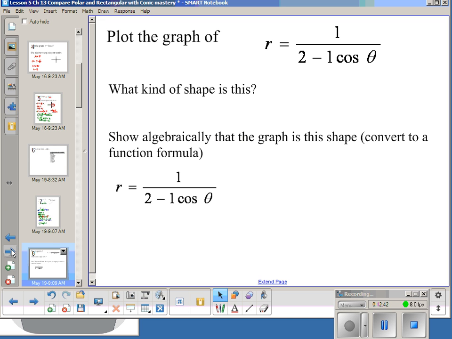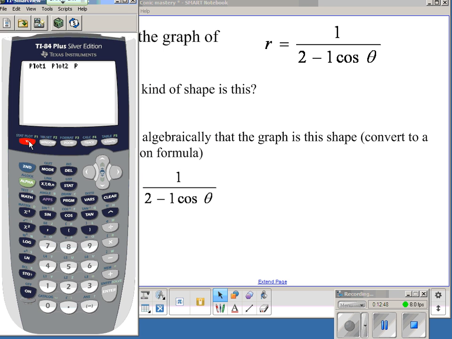All right, so now I have another one. I have 2 minus 1. What kind of shape is this? So we have a similar kind of graph. 1 over parentheses 2 minus 1 cosine theta. And this gets us our ellipse.